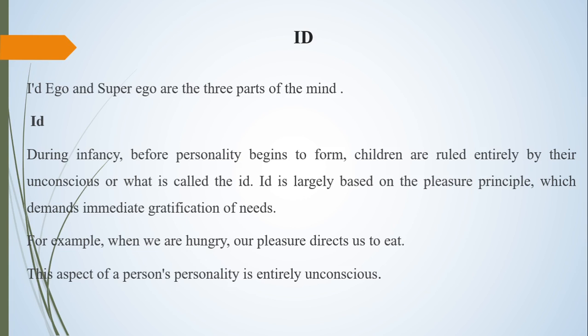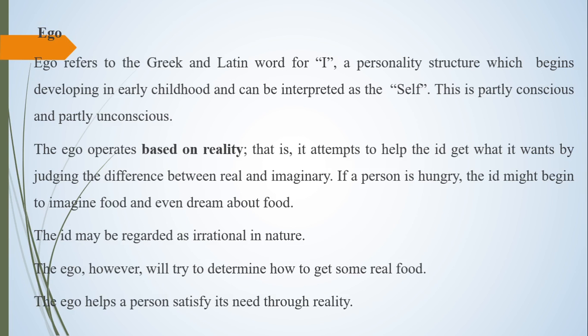During infancy, before personality begins to form, children are ruled entirely by their unconscious, what is called the id. It is largely based on the pleasure principle, which demands immediate gratification of needs. For example, when we are hungry, our pleasure directs us to eat. This aspect of a person's personality is entirely unconscious.